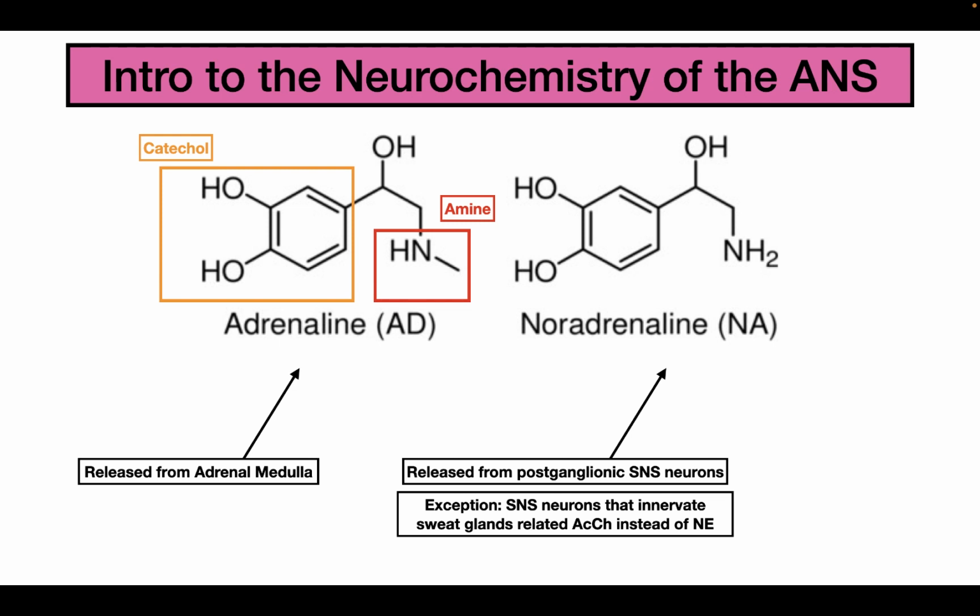In today's video, I'm going to give you a short introduction to the neurochemistry of the autonomic nervous system. Now this video isn't really going to give you a detailed look behind all the chemical reactions that take place. What it's really meant to do is to set you up for the next video where we're going to talk about how synaptic transmission occurs in the autonomic nervous system. So with that, let's begin.